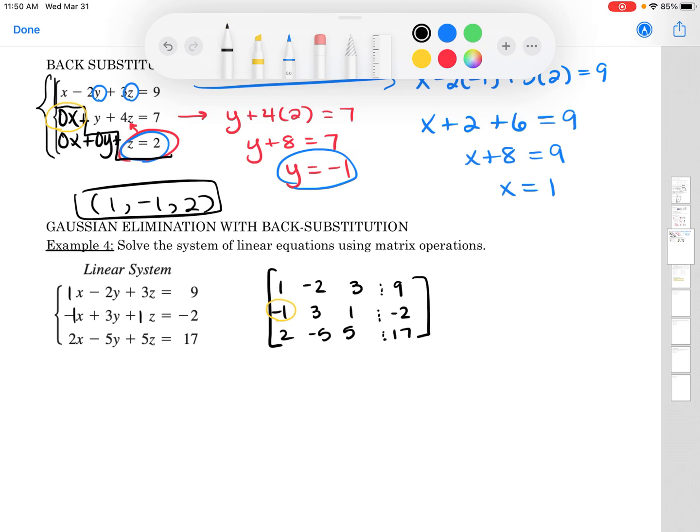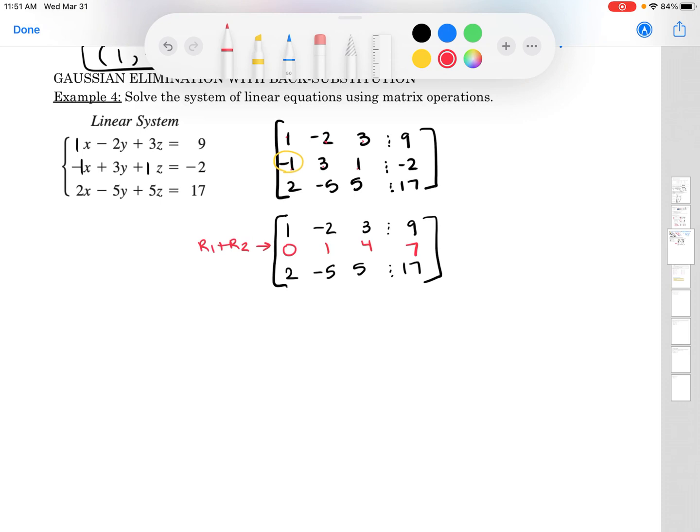So if I do that, we could add the first row to the second row. All right, so let's take a look. First row is going to stay the same. Third row is going to stay the same for now. And we're going to add the first row to the second row. So row 1 plus row 2, and that should start to cancel some things out. So if I add 1 and -1 together, I get 0. -2 and 3 gives me 1. 3 and 1 gives me 4. And 9 and -2 when I add gives me 7. Okay. So far so good. I'm starting to get that sort of step going on.